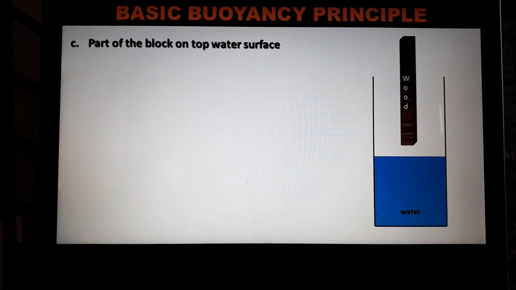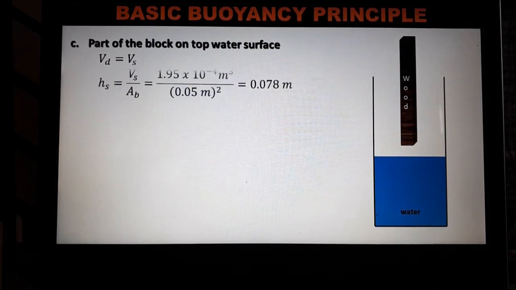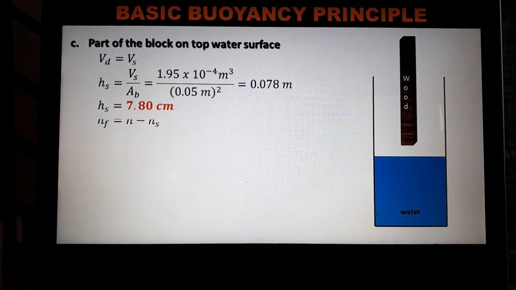To determine the part of the block on top of the water surface, the volume of the fluid displaced is equal to the volume of the block submerged. The volume of the block submerged is equal to the area of the block times the height of the block submerged. Therefore, the height of the block submerged is equal to the volume of the block submerged over the area of the block. Substituting the values, the height of the block submerged in water is equal to 0.078 meter, or simply 7.8 centimeters.